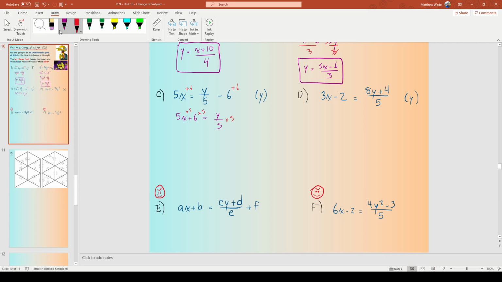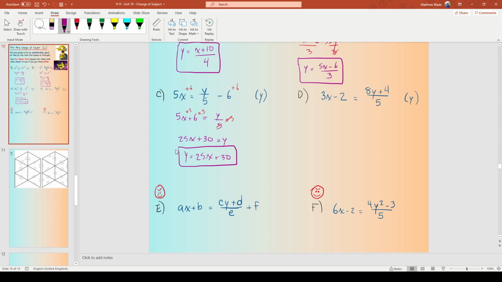Cool? So on the left-hand side, what do we got? Well, 5x times 5 is 25x. 6 times 5 is 30. And on this side, you're going to just be left with y, which is actually the final answer. I'm going to write it the other way now. y equals 25x plus 30. Like an absolute boss.